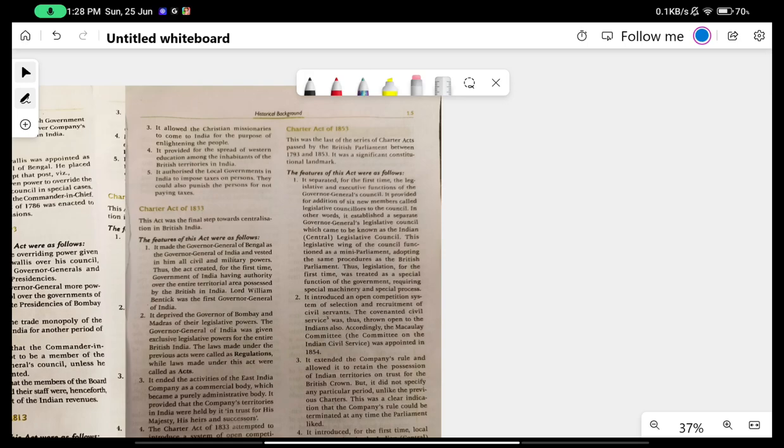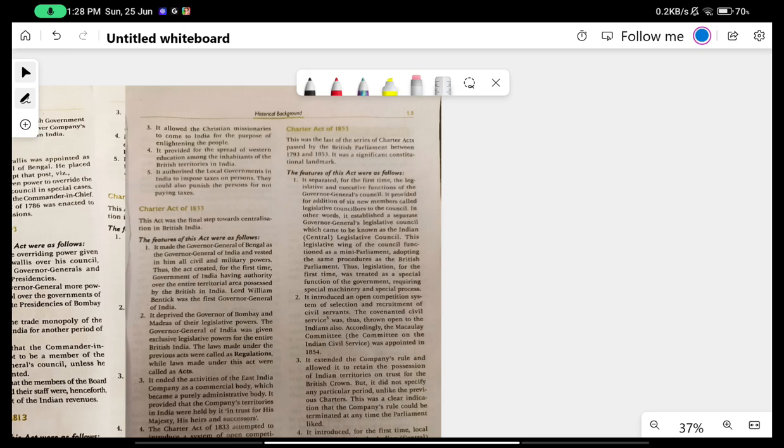Like if he said that from tomorrow there will be no cycles sold in India, then there will be no cycles sold in Bengal, Bombay and Madras. Earlier he could only say that there would be no cycles sold in Bengal. As the Governor General of Bengal, his powers were limited to his legislative powers. His powers to form laws, form acts were only limited to Bengal. But now his power was expanded over to Bombay and Madras too. He could make laws for Bombay and Madras too.